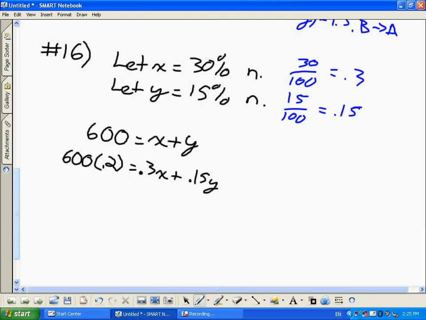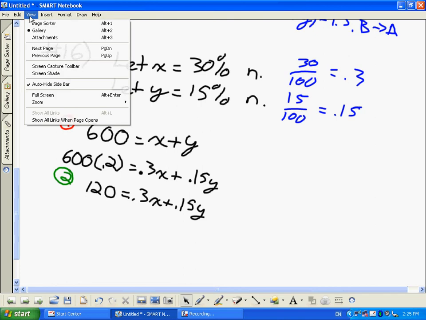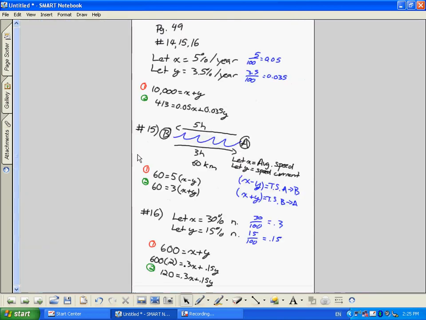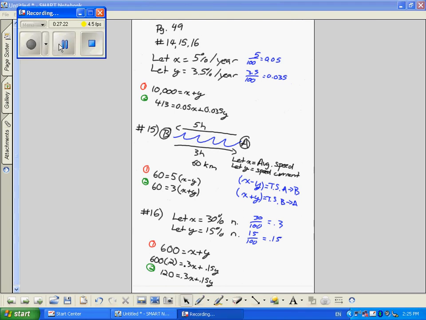I can simplify this a little. This becomes 120 equals 0.3X plus 0.15Y. And we now have two equations, equation 1 and equation 2. Eliminate, substitute, graph, look at the back of the book, whatever you want to do to find the answer. So, there you go.